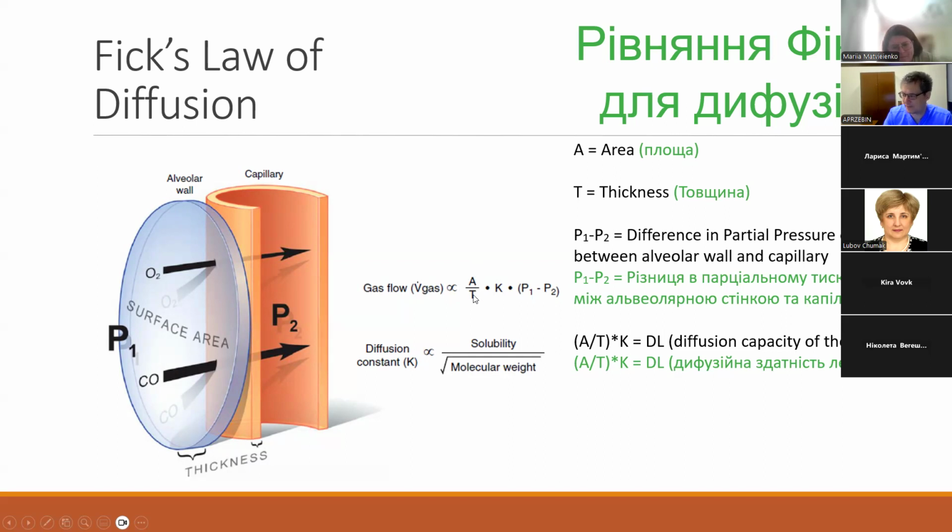So this A over T times K here is then just combined and called the diffusion capacity, or DL. And it's the diffusion capacity of the lung, and we can label that as for carbon monoxide or for any gas, but for our purposes, we use carbon monoxide. So the flow of carbon monoxide is then proportional to the diffusion capacity of the lung times the pressure difference.